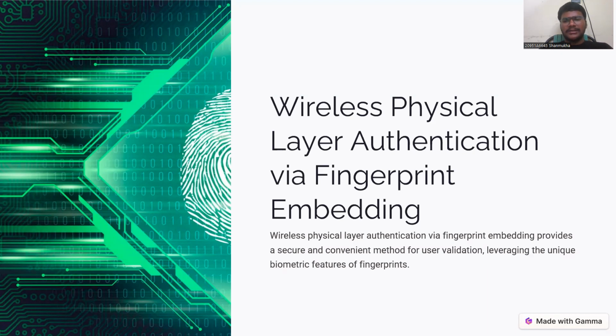Wireless physical layer authentication via fingerprint embedding provides a secure and convenient method for user validation, leveraging the unique biometric features of fingerprints.